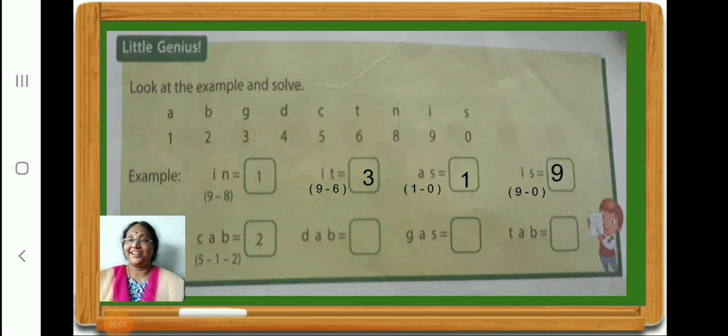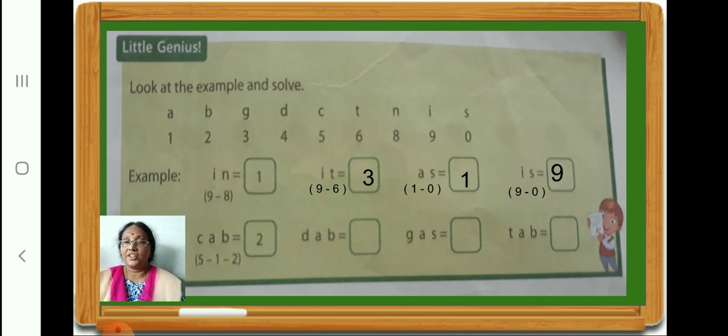Now children, let us do the next solved example. Okay, here CAB is equal to 2, that is value of C is 5, value of A is 1, value of B is 2. When we minus 1 from 5, we get 4, and from 4 we minus 2, answer is 2. Similarly, let us do the remaining 3 sums.